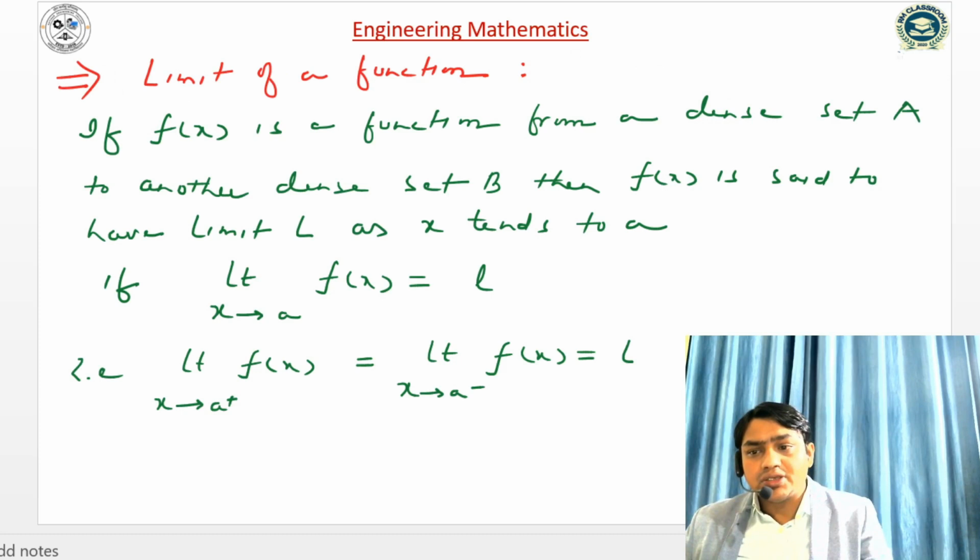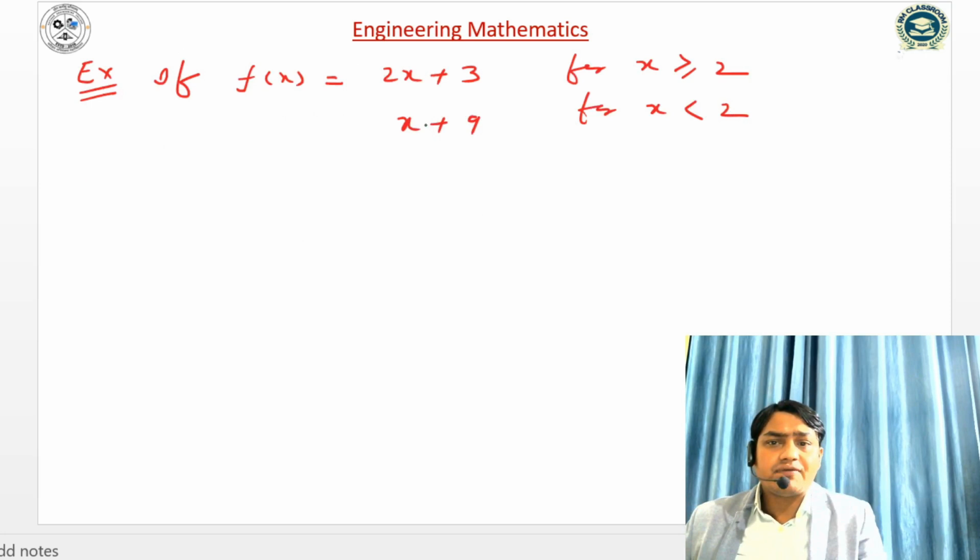So let us take an example. If f(x) is equal to 2x plus 3 for x greater than or equal to 2, and x plus 9 for x less than or equal to 2, then does the limit of the function exist or not?